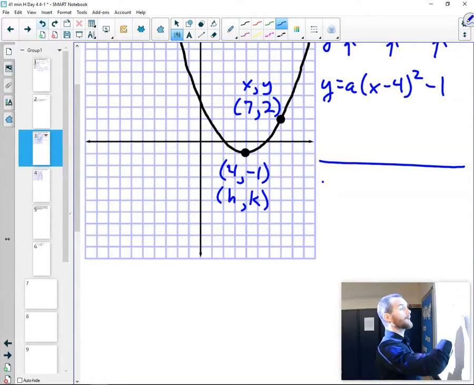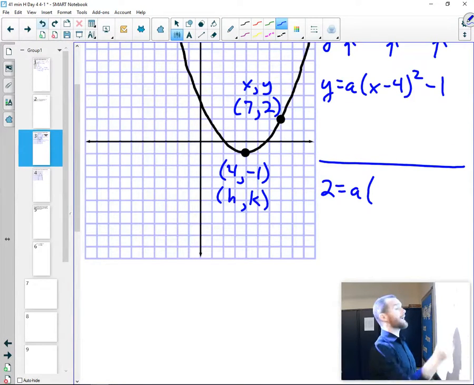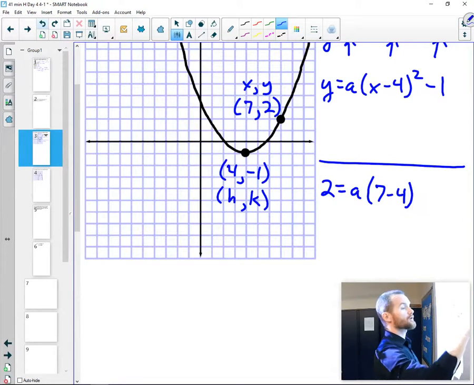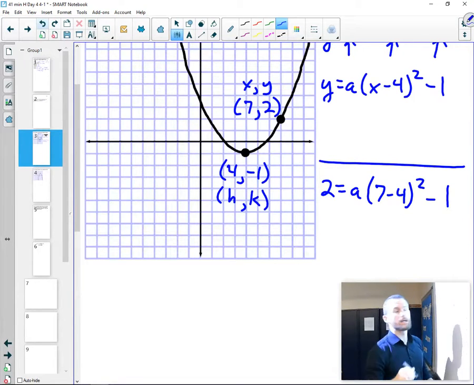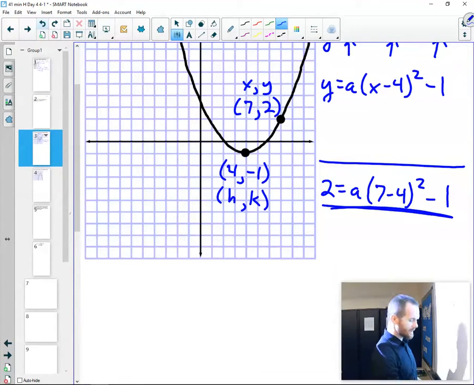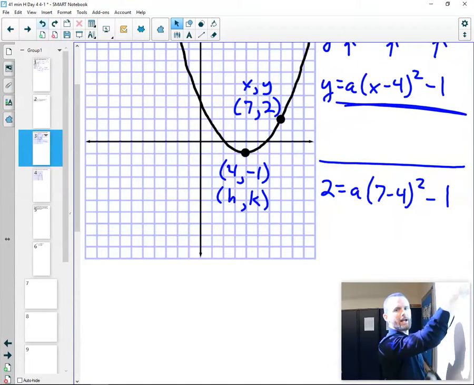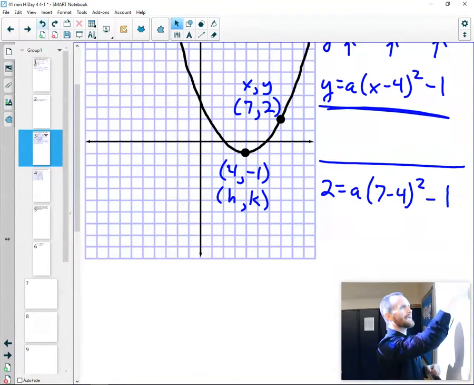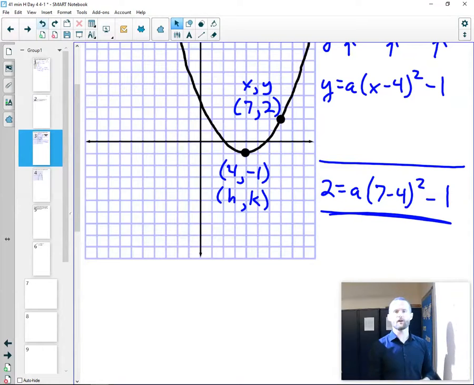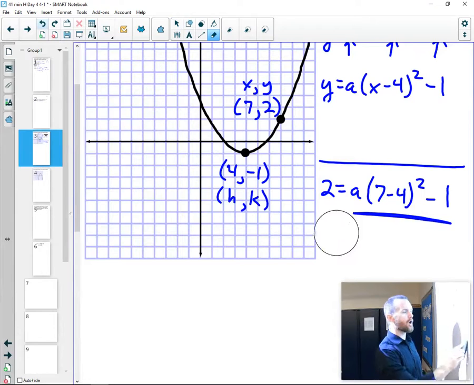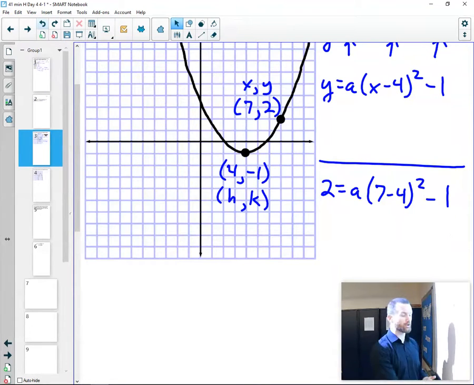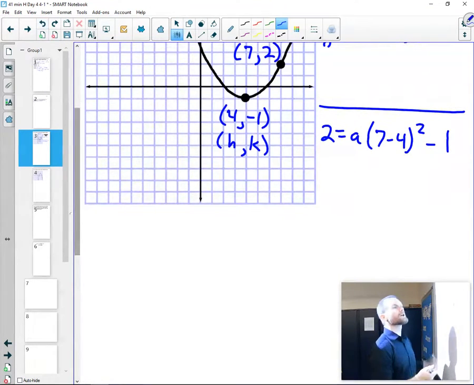So instead of y, I write 2 equals, we still don't know a, times x is 7, minus 4 squared, minus 1. Now, I want to be really clear about why this is so much better than that. Here, we had 3 different variables. We had x, y, and a. But now that we plugged in an x and y value that's on the function, we only have one variable, meaning we can solve for a. Anytime we have one variable in an equation, we can solve for it. Let's see what happens here.